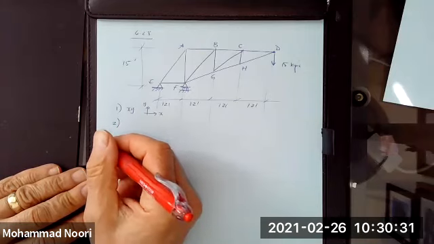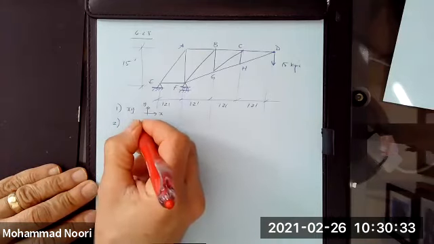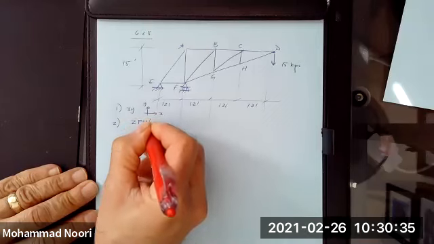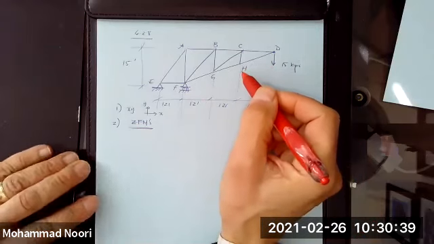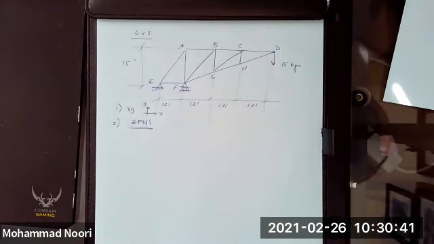Anybody? Identify zero force members. Yes, zero force members. Okay. And what is that? You look at a joint which has three or fewer forces. The reason I say fewer, and I may kind of sidetrack here, but that's important.